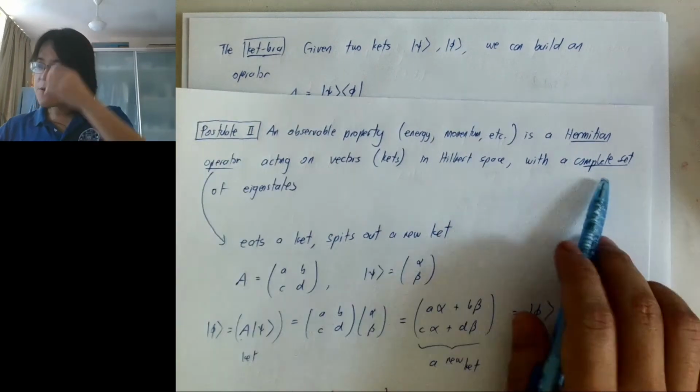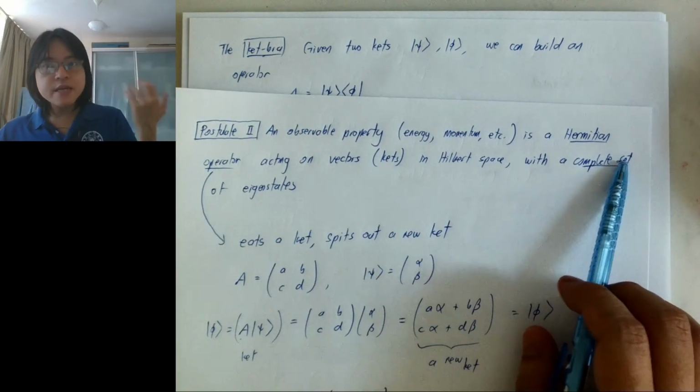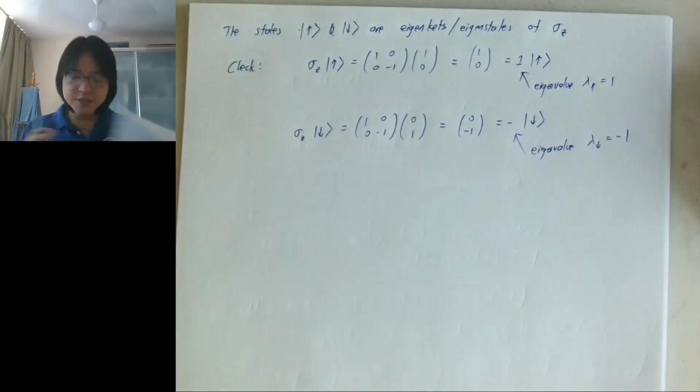Okay, so it's not just eigenstates, but this set must be complete. So what does complete mean? So I shall explain now.